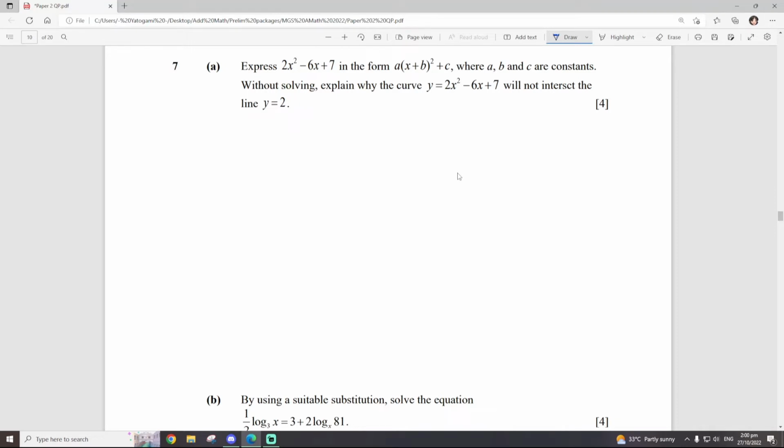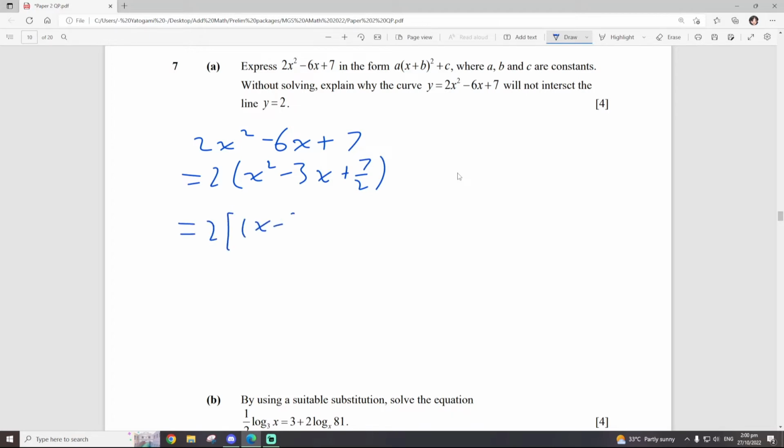So what I'm going to do is write this as 2x squared minus 6x plus 7. I'm going to write this in the form 2 times x squared minus 3x plus 7 over 2. And then this is 2 times x minus 3 over 2 squared. Then you get the 9 over 4 out.